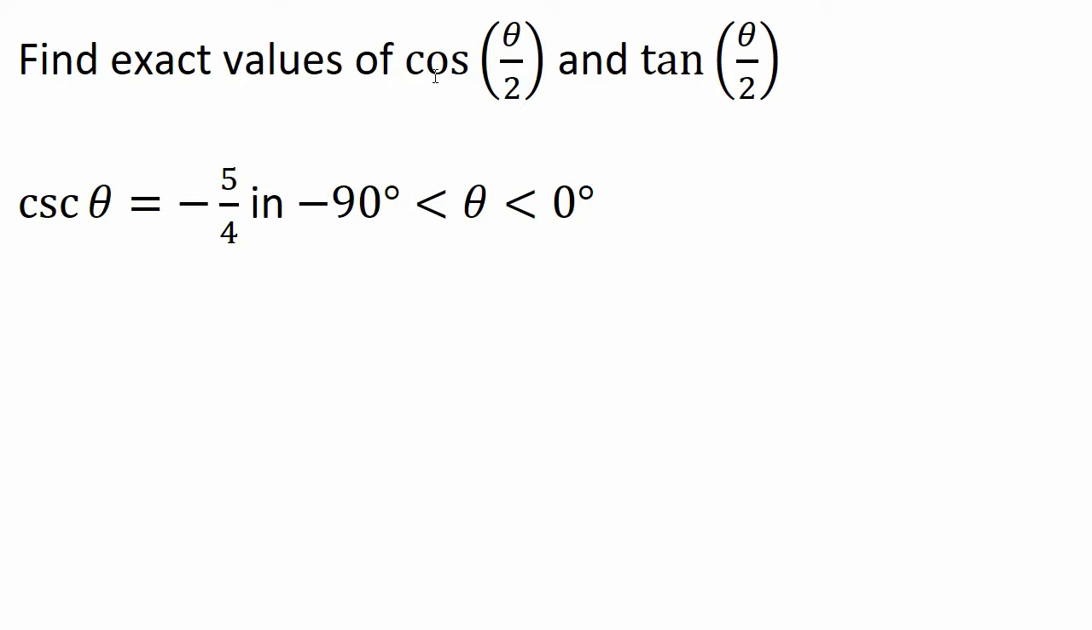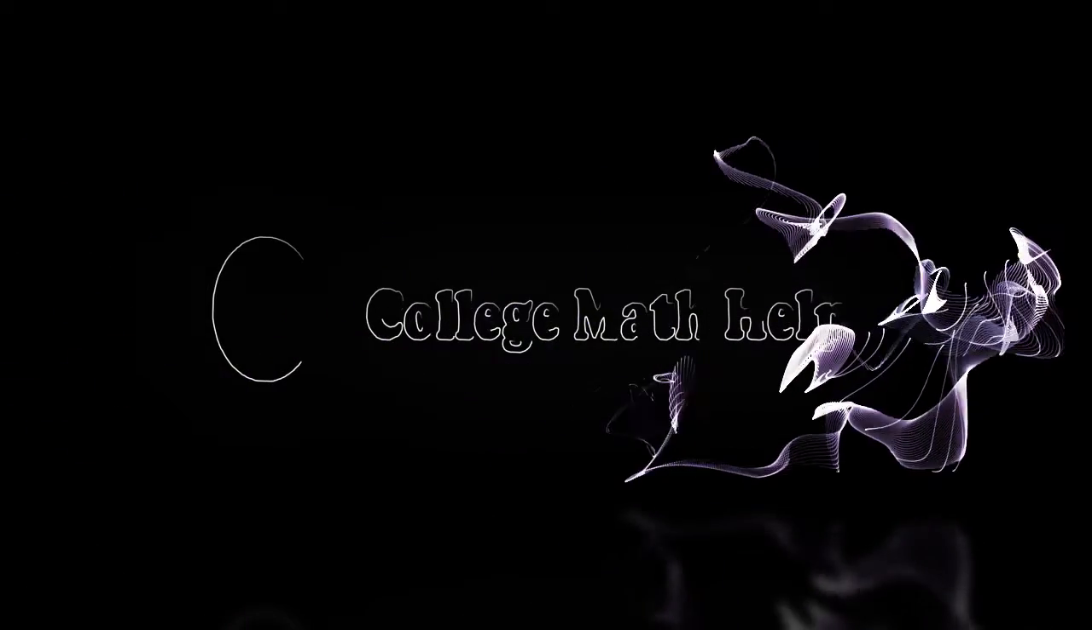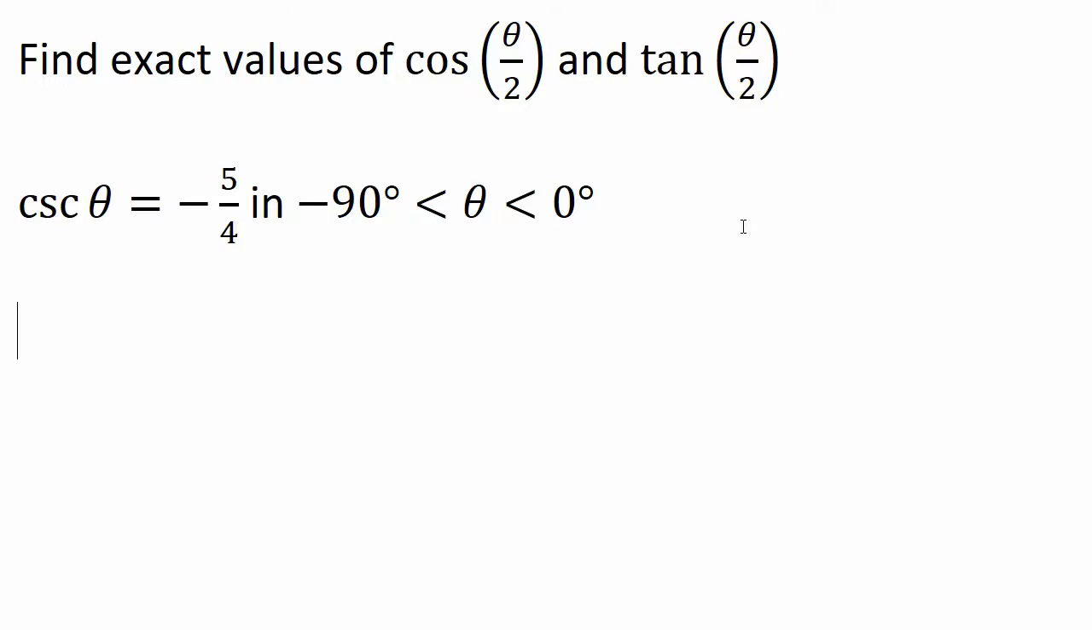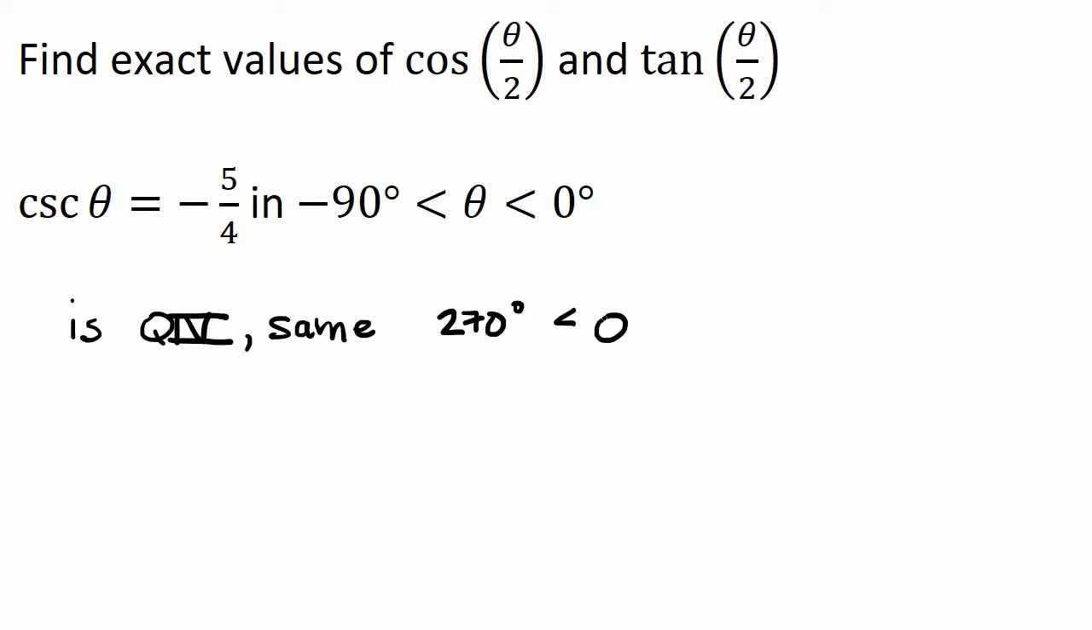How do we find exact values for these half angles given a trig function in quadrant 4? That's coming right up. We know that minus 90 degrees to 0 degrees is quadrant 4, and it's actually equivalent to, or the same as, 270 degrees to 0 degrees, which is, of course, quadrant 4.